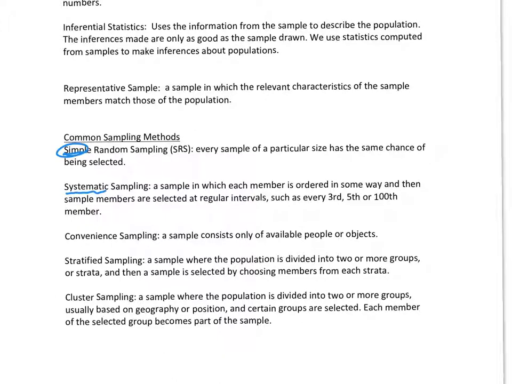But you pick an interval. I could do it with a conveyor belt, like pulling every 25th TV off a conveyor belt to plug it in to make sure it works.